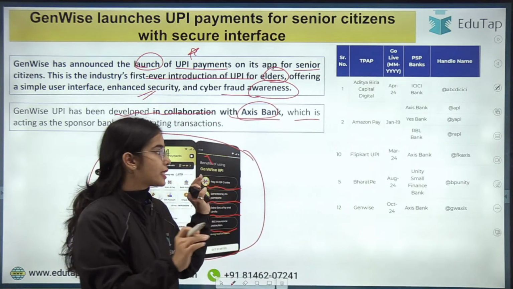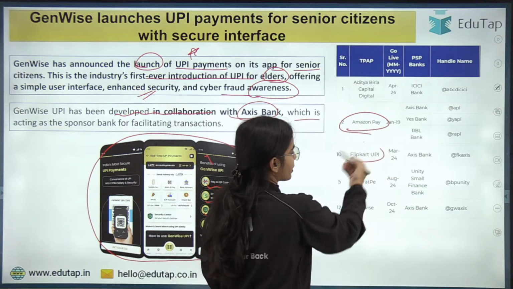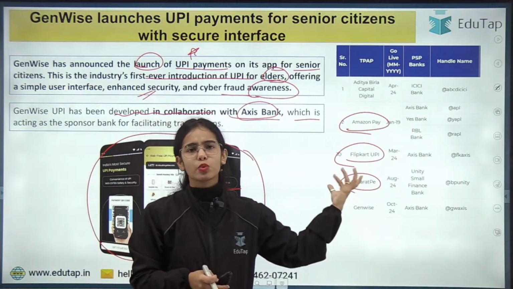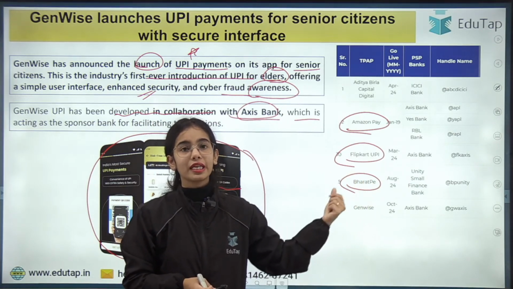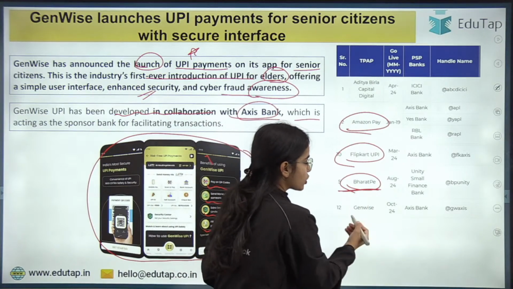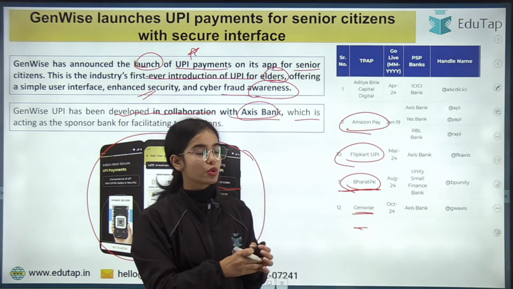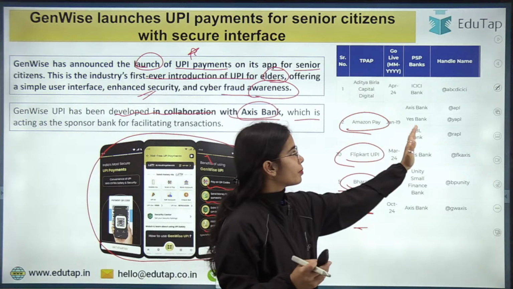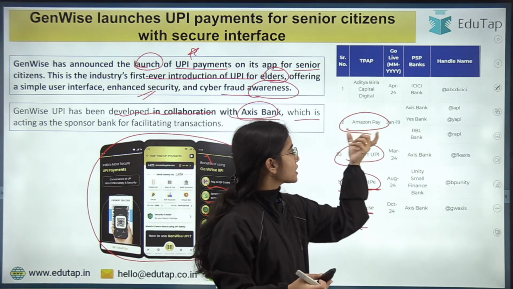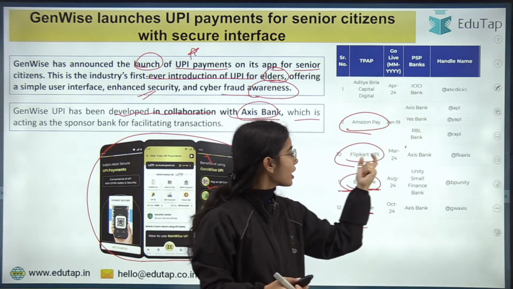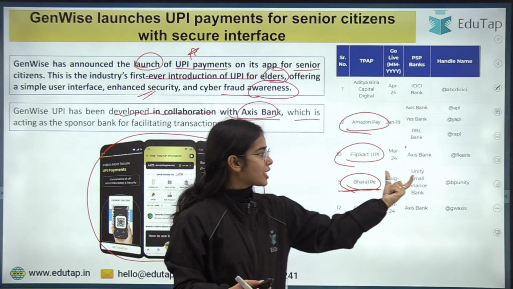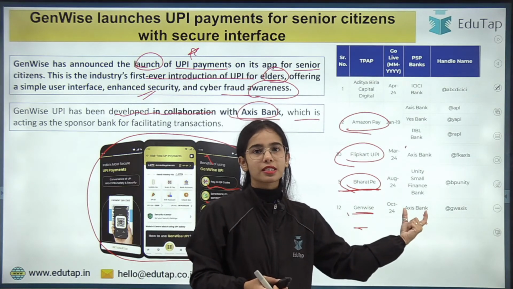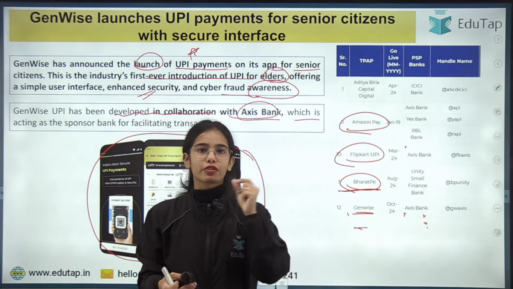So you know there is Amazon Pay, Flipkart UPI, Bharat Pay; we use these applications, especially Bharat Pay and Google Pay, right? Now along with Bharat Pay, there is also GenWise UPI. All these applications for UPI payments have payment service provider banks: Amazon Pay has Yes Bank and other banks, Flipkart UPI has Axis Bank, Bharat Pay has Unity Small Finance Bank, and GenWise is connected with Axis Bank. So Axis Bank is the sponsor bank for the facilitation of transactions. Okay.